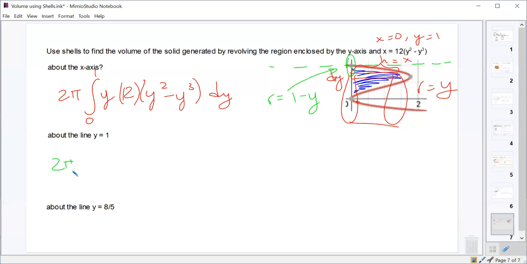So this becomes 2 pi times the integral from 0 to 1 of 1 minus y times the 12 times the y squared minus the y cubed dy. The height doesn't change, right? Everybody good with that? Zoom, good with that? Yeah. Okay. What if I revolve around the line y equals 8/5? What would my radius change to?